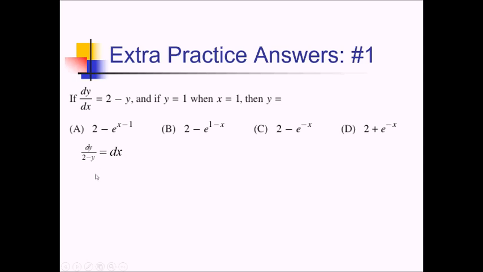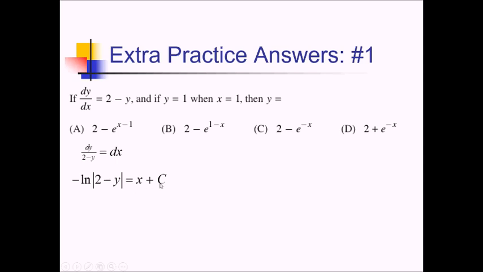Now we can take the antiderivative of each side. On the left side we have ln absolute value of 2 minus y, but we also have to divide by -1, the derivative of this inner function here. So that's actually negative ln absolute value of 2 minus y. And on the right side, this is just the antiderivative of 1, which is x. And don't forget there's also a plus c over there.